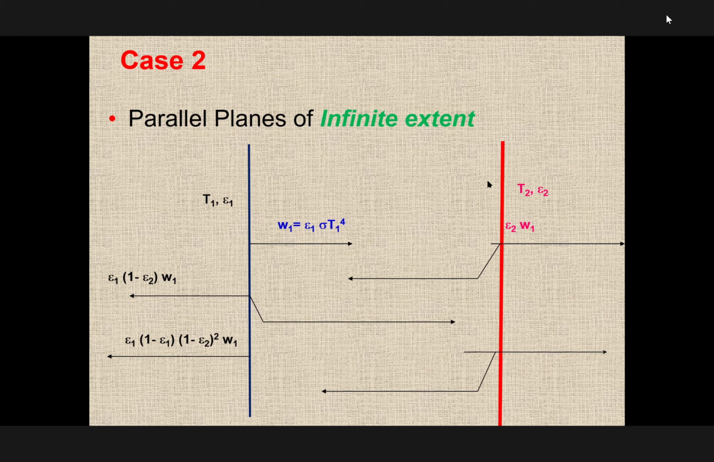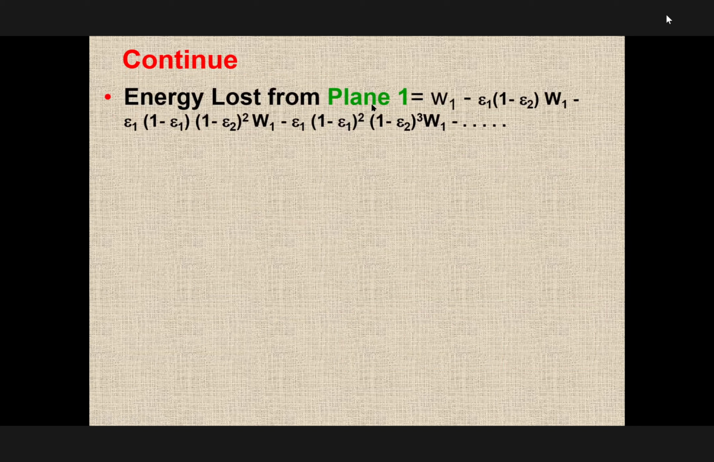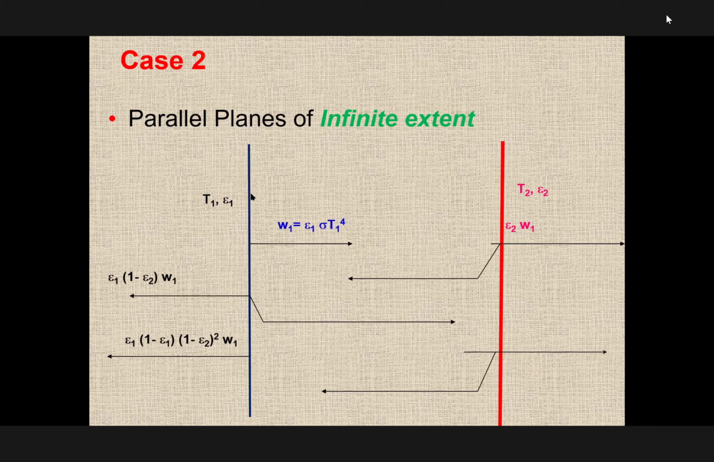Therefore, I can go back and try to find out how much energy is emitted from this surface and how much energy is absorbed here. I can write this equation. Therefore, I can write the energy loss from plane 1. Okay, plane 1 is this one. Again, come back here. This is plane 1, the energy loss from this plane 1. This plus the next one and so on.